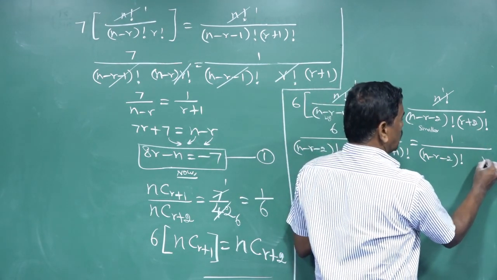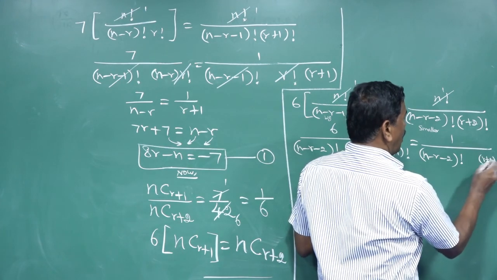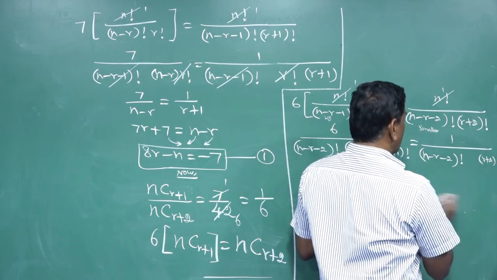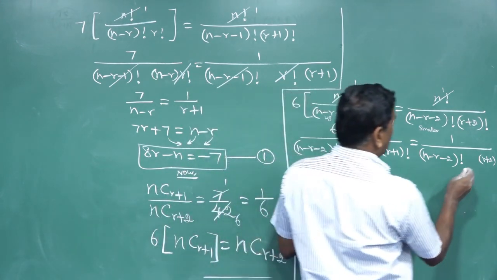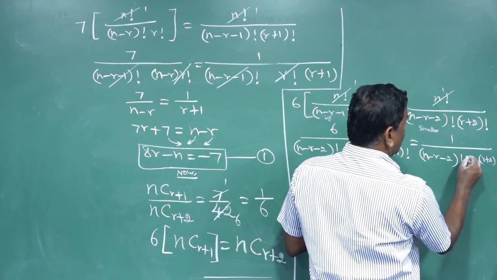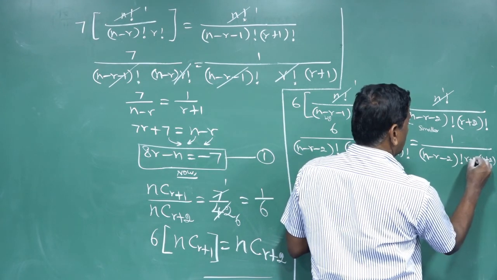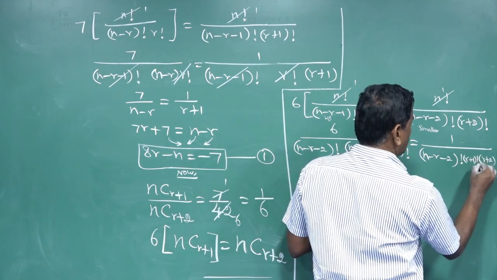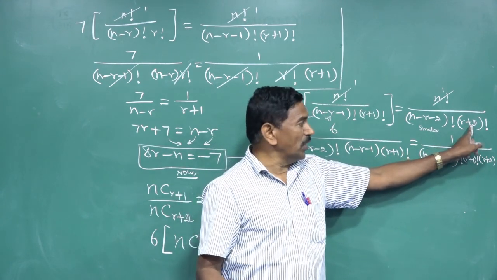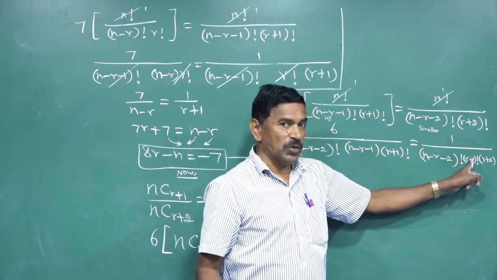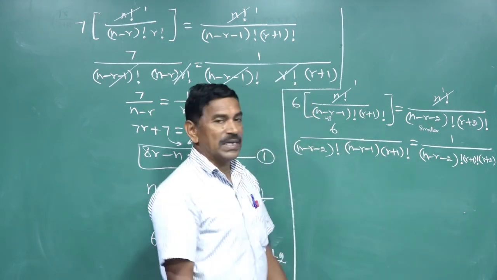(r+2) into (r+1) factorial. Here I want to write (r+1) factorial. That's all. (r+2) factorial is equal to (r+2) into (r+1) factorial. Okay. Now simplification in pencil.